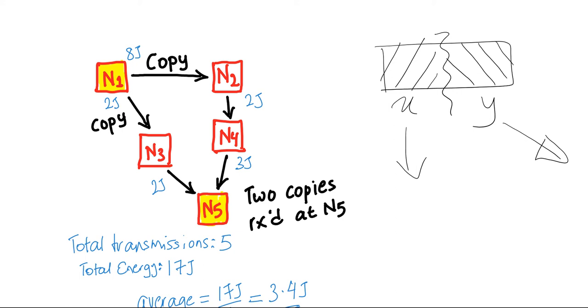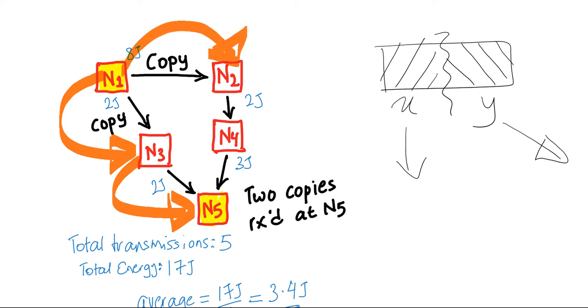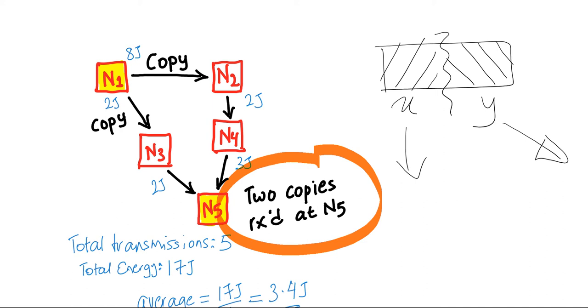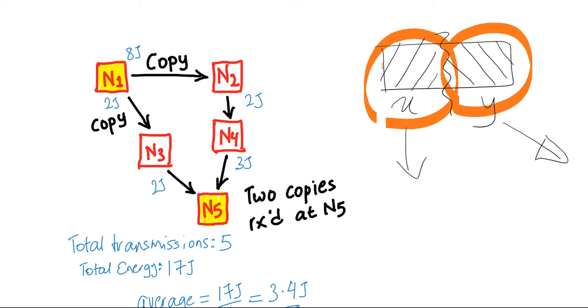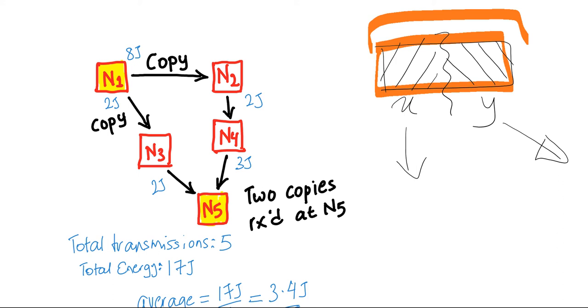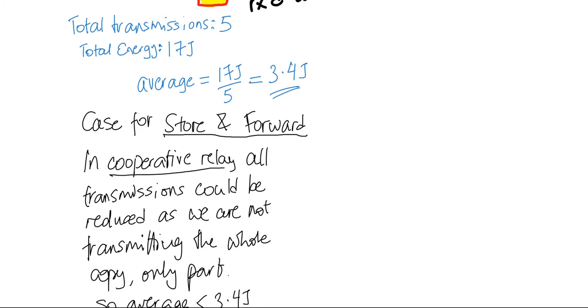So in this case, the part of the message X is received in its entirety at N3, and then N3 sends that message X on to N5. N2 receives part of the message Y in its entirety and then sends it on to N4, and then N4 transmits it on to N5. So in this case, again, we've received two messages at N5. But these are not two identical copies. In fact, they are parts of the same message, which N5 is now going to assemble and recombine into the overall message that was being transmitted. And this concept is what we call cooperative relay.